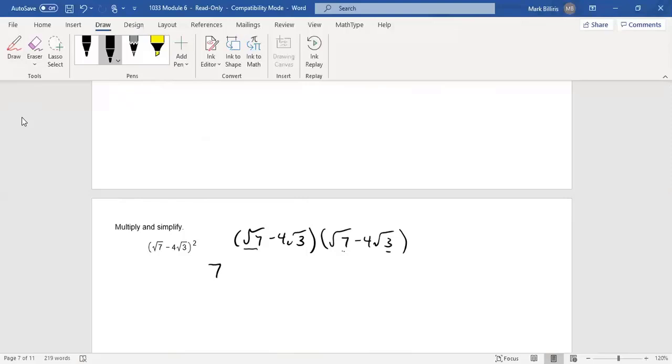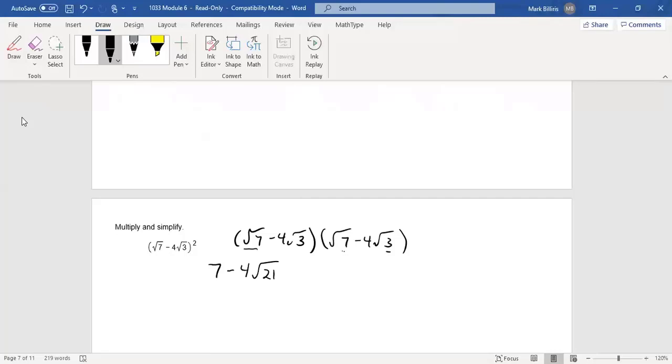Notice it's not underneath the radical sign. Now when I multiply the square root of 7 times negative 4 square roots of 3, I get negative 4, and the square root of 7 times the square root of 3 is the square root of 21. Why is that still underneath the radical sign? Because remember, it only removed the radical sign when I multiplied the radical times itself.